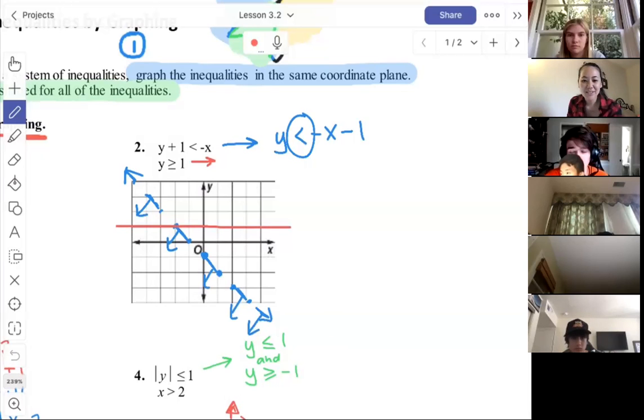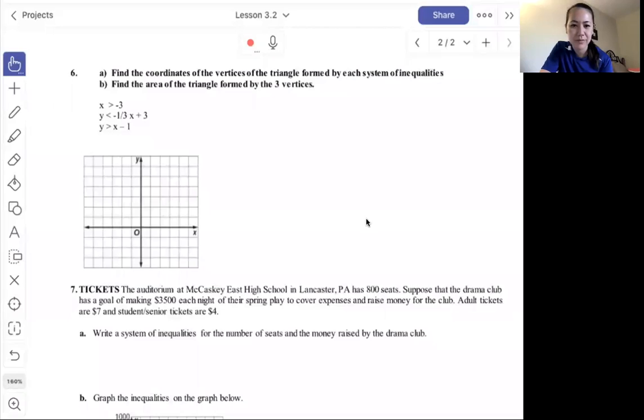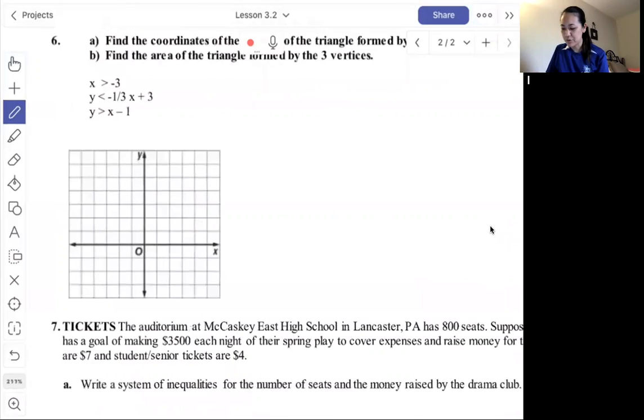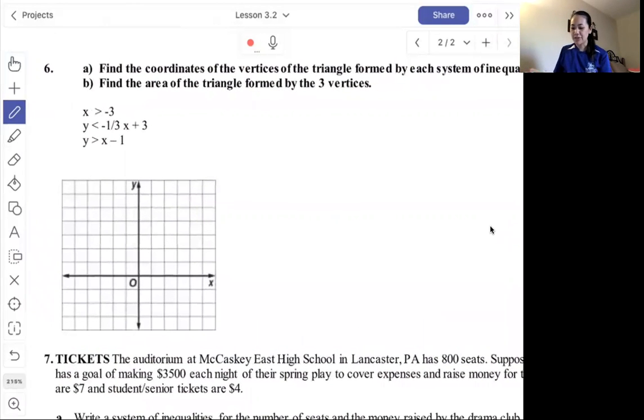Okay, guys, that is all the time we have. All right, starting with number 6, it says, find the coordinates of the vertices of the triangle formed by each system of inequalities. All right, so this is lesson 3.2 on the back side, okay? 3.2. All right, so let's go ahead and graph the system of inequalities.